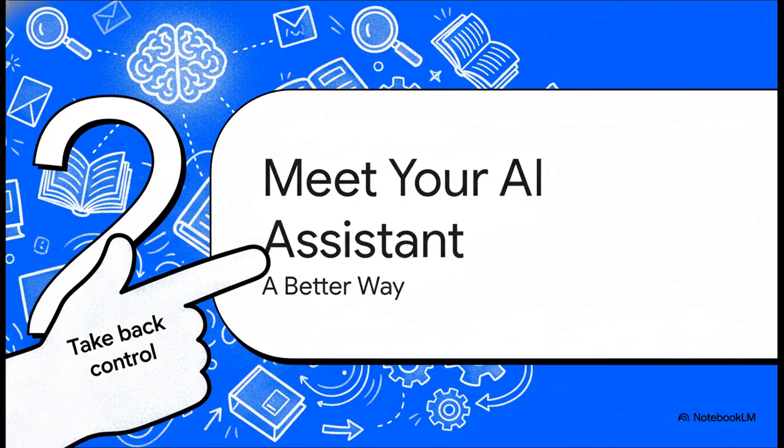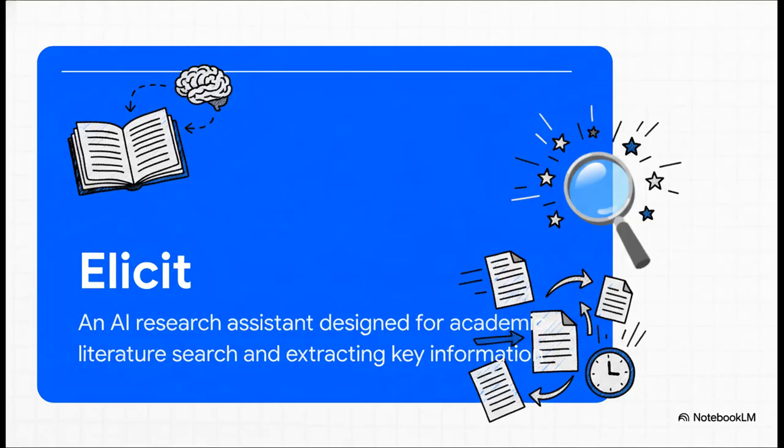Well, let me introduce you to your new AI assistant. This is Elicit. It's an AI research assistant built from the ground up for academic literature. Now, here's the key thing you have to get right. Don't think of it as a replacement for your own critical thinking. Think of it as a superpowered assistant that helps you find and screen papers way, way faster.